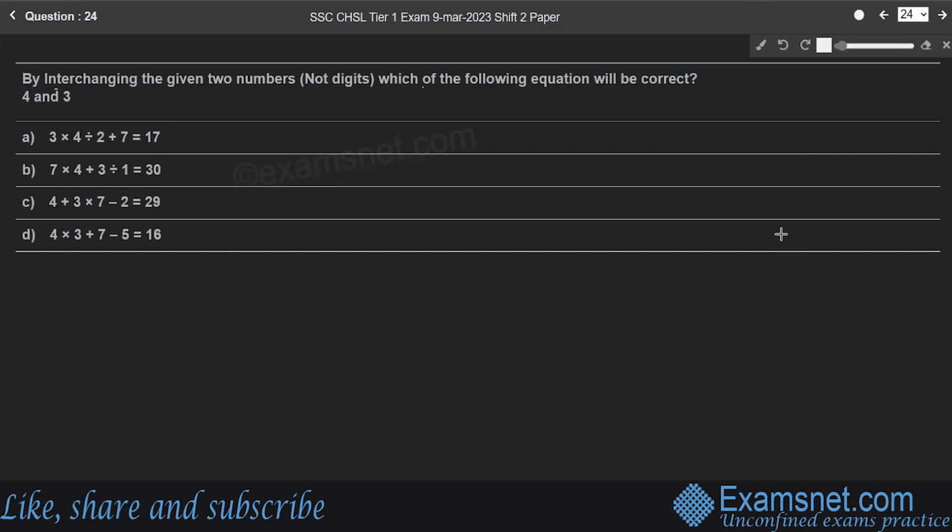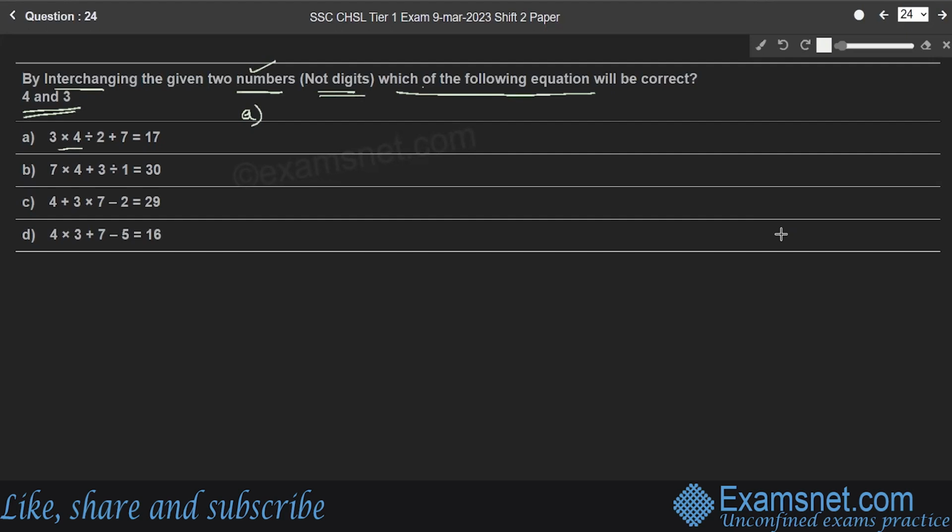Question 24. By interchanging the given two numbers, not digits. So whole numbers we have to interchange. Which of the following equations will be the correct one, right? Here we have to interchange 4 and 3. So consider option A. Interchange 4 and 3.